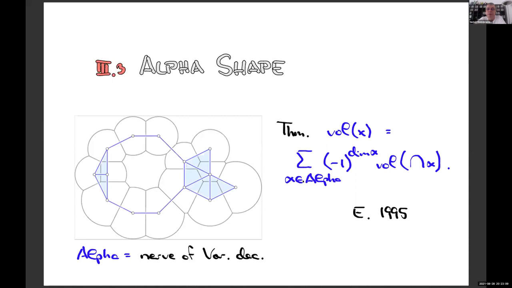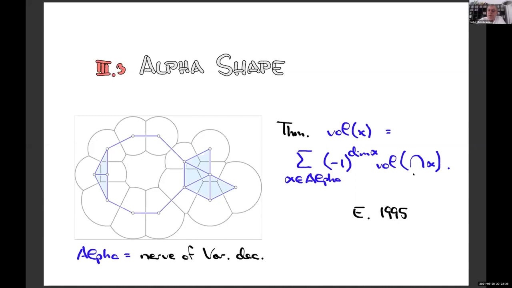Or alpha for short. And what I'm saying is that if you take a sum over all the simplices in the alpha shape, alternate by dimension, and take the volume of the intersection of the balls that correspond to the simplex, you get the correct volume.